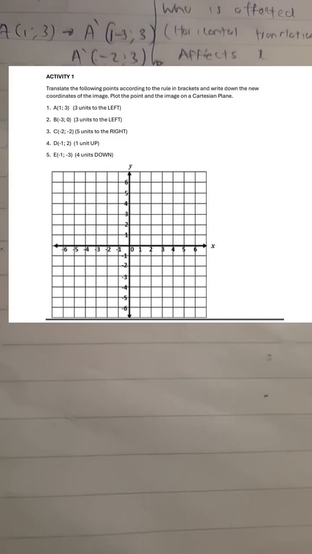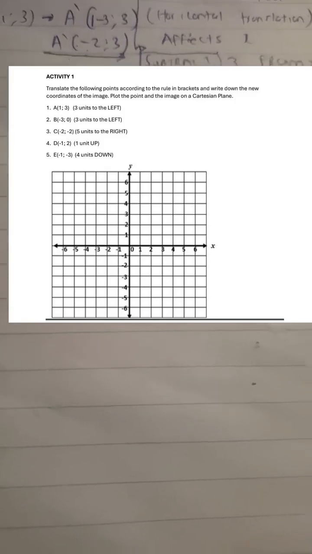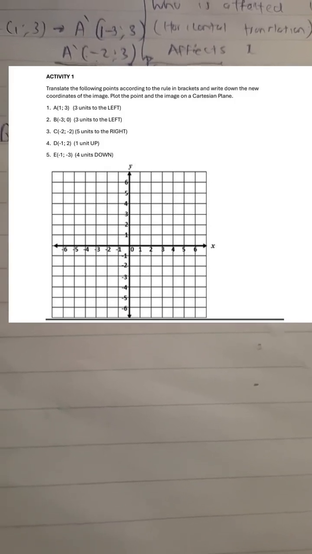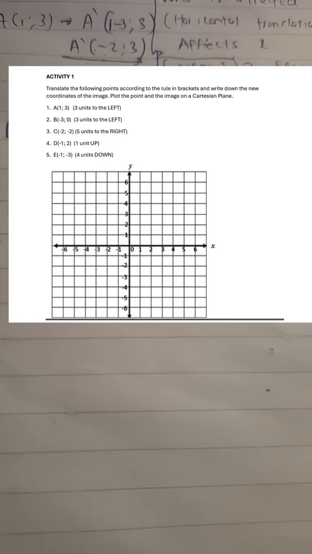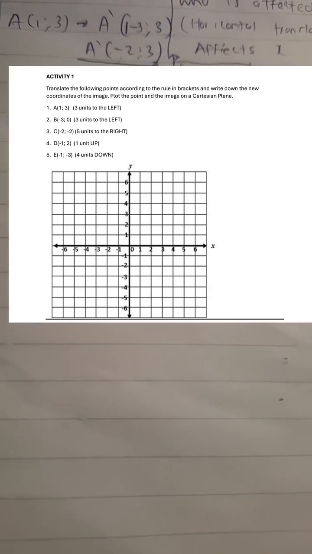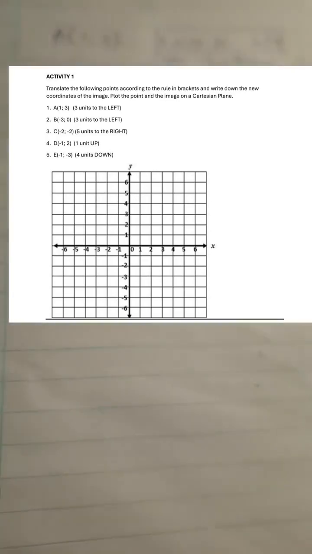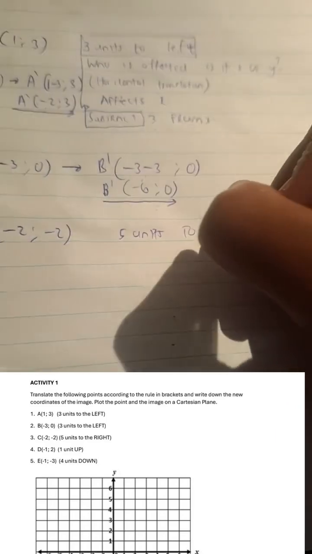So like I said, to the right still means horizontal translation. But then if we are saying to the right, what does that mean? It means we are going to still affect our x coordinate. How? If we are saying 5 units to the right. So let us go ahead and actually write down the coordinate of C that we have. It's (-2, -2). 5 units to the right.